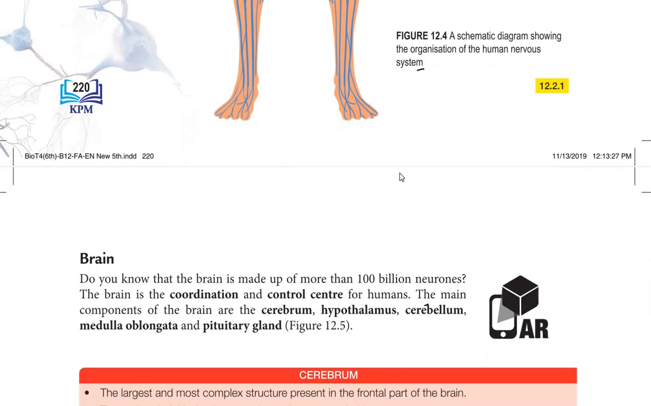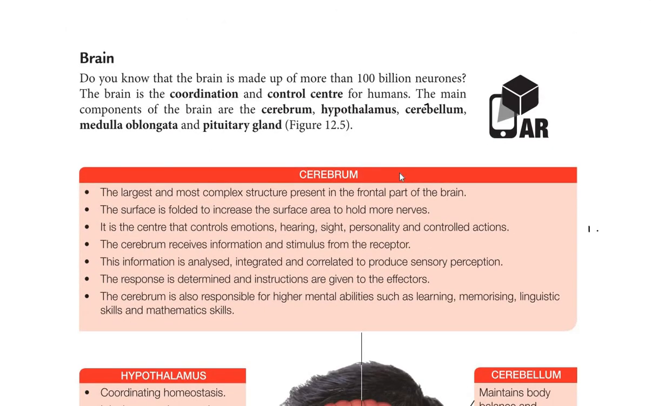Okay, so let us move on to the next. We have the main organ here. The main organ in the nervous system is the brain. Did you know that the brain is made up of more than 1,000 billion neurons or nerve cells? So the brain is the coordination and control center for humans. The main components of the brain are the cerebrum, hypothalamus, cerebellum, medulla oblongata, and pituitary gland.